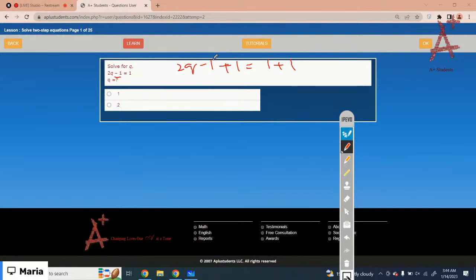So 1 minus 1 is 0, so you're left with 2q equals 2. Now you have to remove that 2, and 2 is multiplying q, so opposite to multiplication is division. Divide both sides by 2, got it? So you're left with q equals 1, got it? So the correct option is 1.